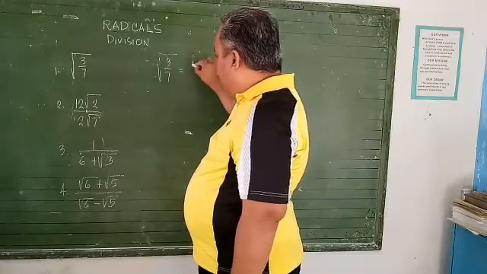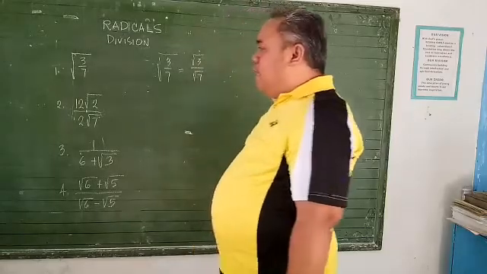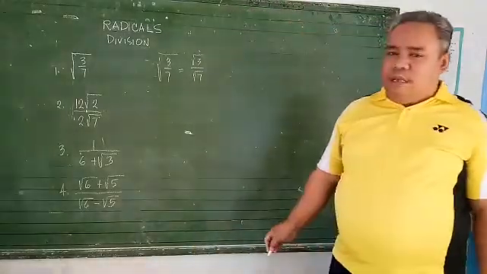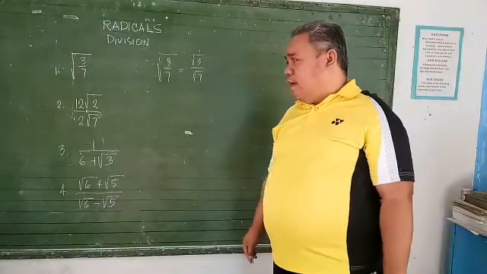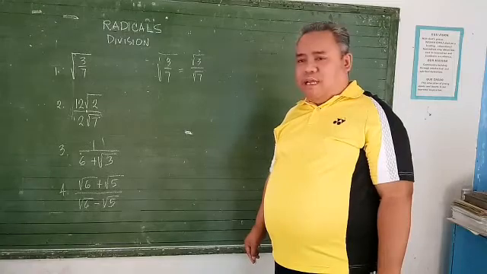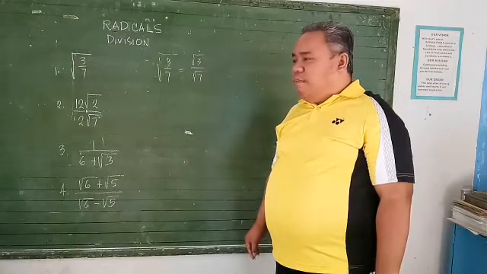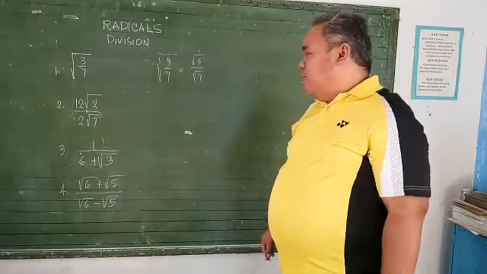Pareho rin yan dito ha. Square root of 3 over square root of 7. Pareho lang yan. And then, the basic rule in dividing radicals is you're going to rationalize the denominator. So rationalize the denominator. And then, after the rationalizing, you're going to simplify the equation.